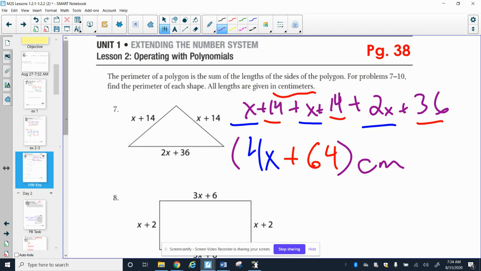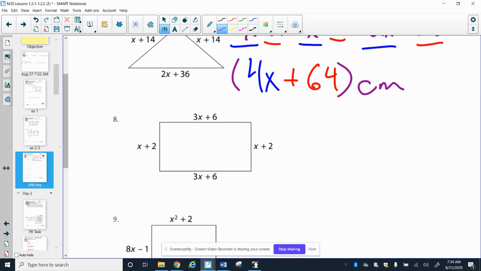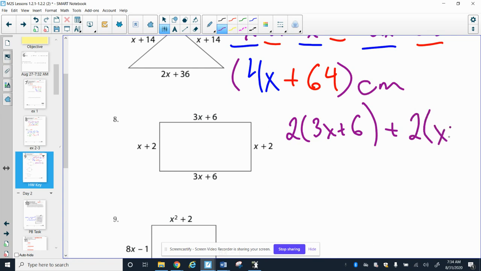Okay, try another one. So we have these 4 sides here. Okay, if we really didn't want to write everything out, one trick we could do is we see we have 2 of these 3x plus 6's. We could write that as 2 times the parentheses 3x plus 6 plus, we have 2 of these x plus 2's, 2 parentheses x plus 2. And then we're not rewriting out every single term in a really long expression.